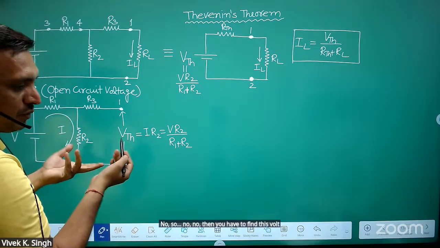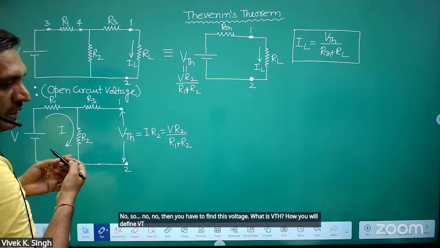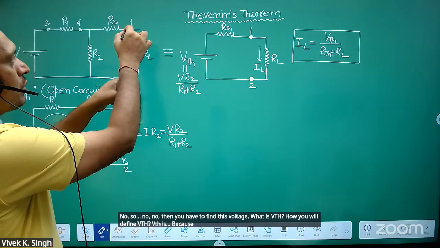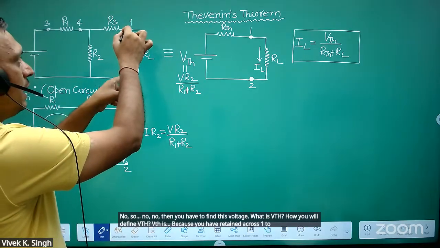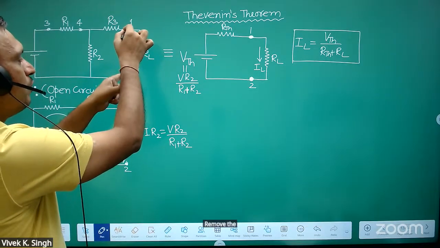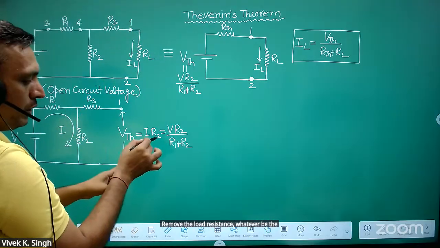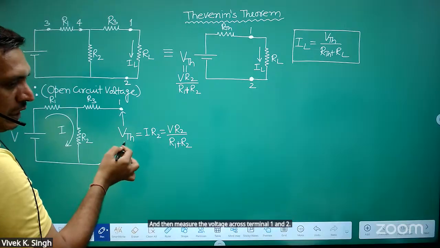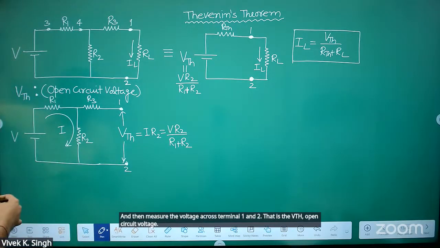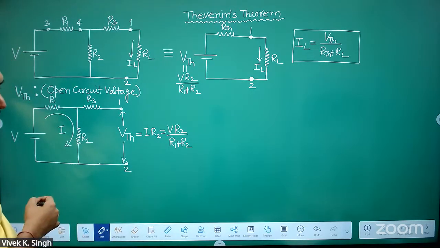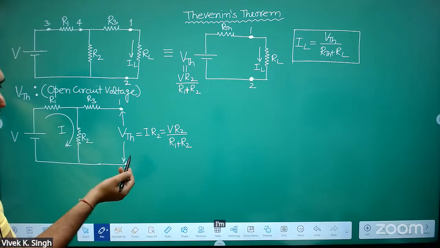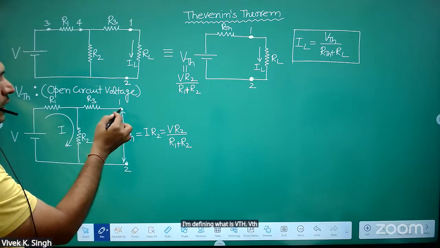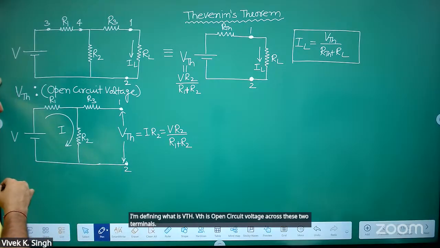What is VTH? How will you define VTH? Because you have written this equivalent across 1, 2, just remove the load resistance, whatever be the resistance across 1, 2, remove it. And then measure the voltage across terminal 1 and 2. That is the VTH, open circuit voltage. I am defining what is VTH. VTH is open circuit voltage across these two terminals.